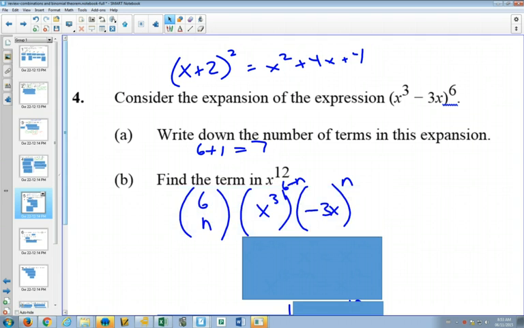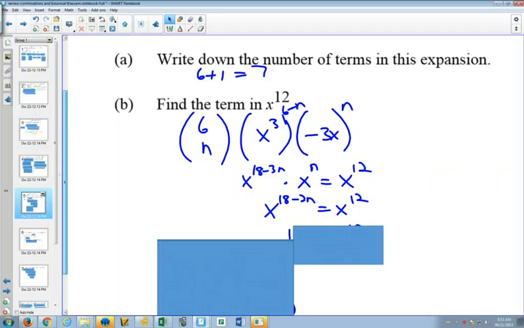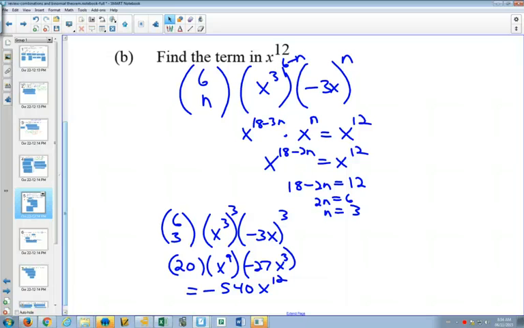Now find the term containing x to the 12. Again, we plug in a value here. I should have used r instead of n. Maybe that's just a bad r. And then work through, ignoring the terms in front, just looking at the exponents, and you'd have r equals 3. So then you could plug everything in and find your term to be negative 540 x to the 12.